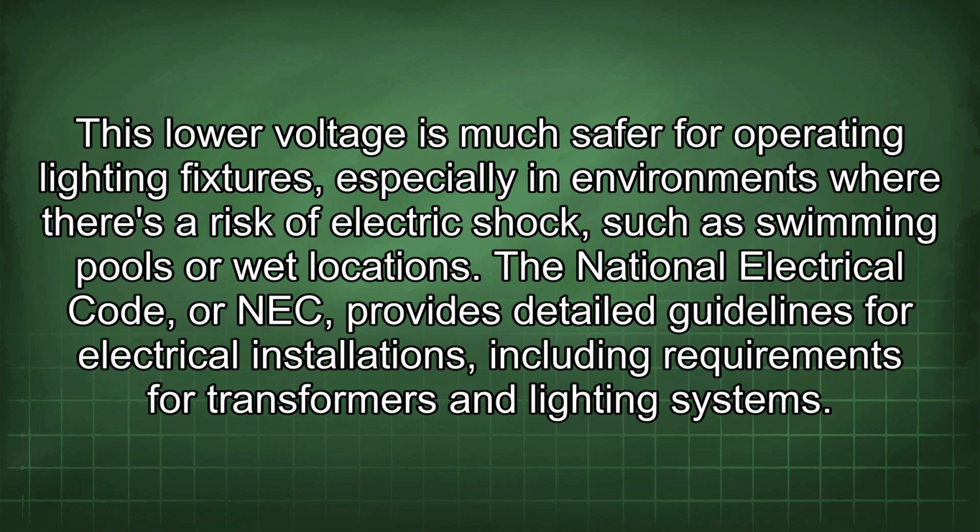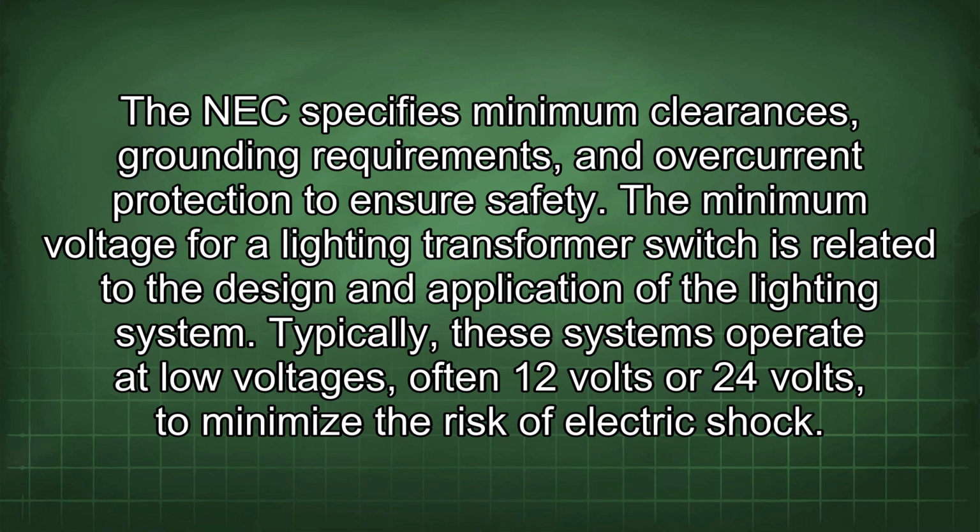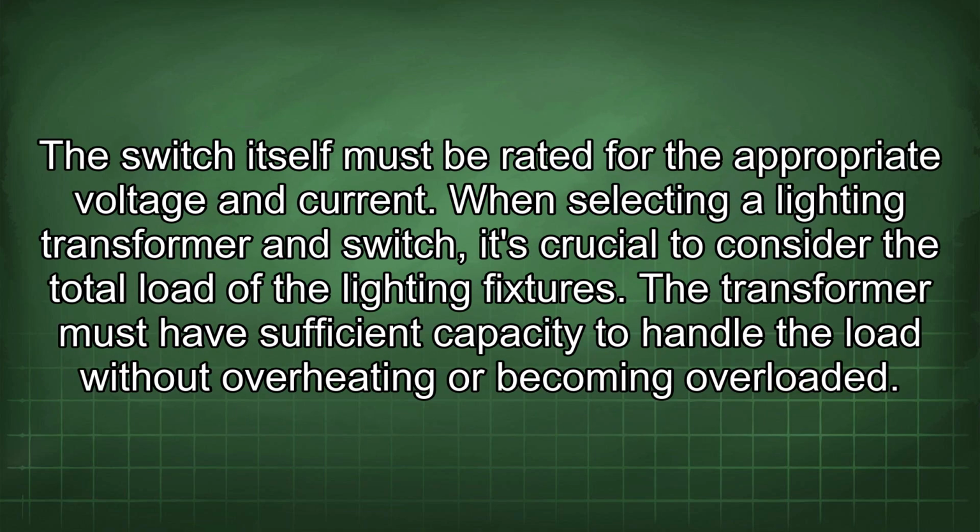The National Electrical Code, or NEC, provides detailed guidelines for electrical installations, including requirements for transformers and lighting systems. The NEC specifies minimum clearances, grounding requirements, and overcurrent protection to ensure safety. The minimum voltage for a lighting transformer switch is related to the design and application of the lighting system. Typically, these systems operate at low voltages, often 12 volts or 24 volts, to minimize the risk of electric shock. The switch itself must be rated for the appropriate voltage and current.